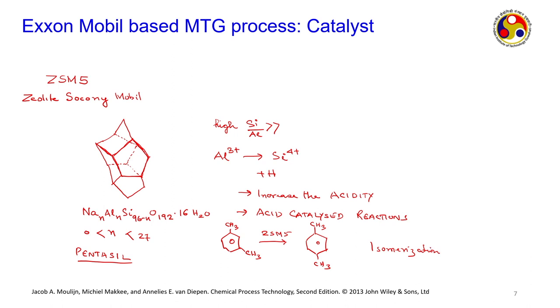It's a very important catalyst in petroleum refining industry. Then you can have it in, let's say, alkylation. So all these are uses of this ZSM5 catalyst. Okay, so this is the name. So 5 is the fifth generation. It's nothing to do with the pore size. Zeolite Socony Mobil. Okay, so ZSM5 catalyst. You should know this is the catalyst used for the methanol to gasoline process.